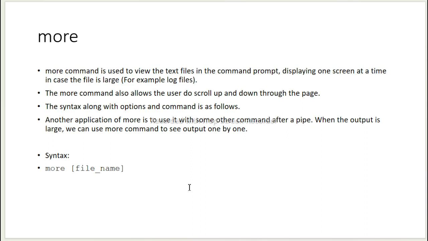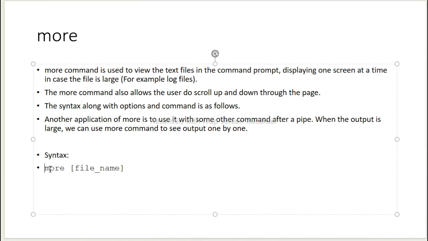Similarly, another filter which is used for reading the document is the more filter. The difference between less and more filter is that the less filter is used for reading the content of the document line by line, whereas the more filter is used to read the content of the document page by page. So let's see the syntax of the more filter. It is more followed by the name of the file. So let us see how this command works.